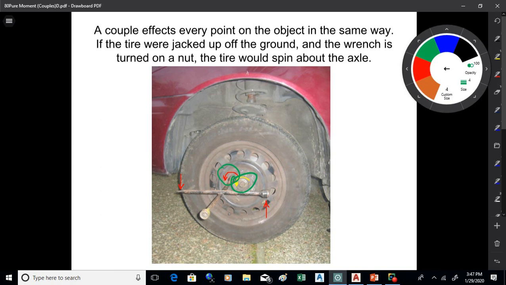Because I'm applying the couple on that nut on the left, but I'm spinning the wheel about the central, it's about the axle basically, the hub. Y'all good with that? So you know what, you start to turn, you break those nuts before you lift the wheel, right? That works better.